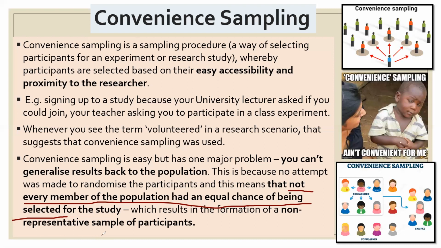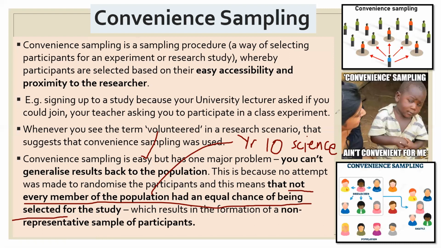So it's not fair in the sense that yes, it's easy for me to carry it out and it's easy for me to get participants, but the problem is that not every member of the population of year 10 science students had an equal chance to be in my study, because I just decided, yep, it's my class, that's it, we're done. So not every other year 10 science student had an equal chance to be selected.